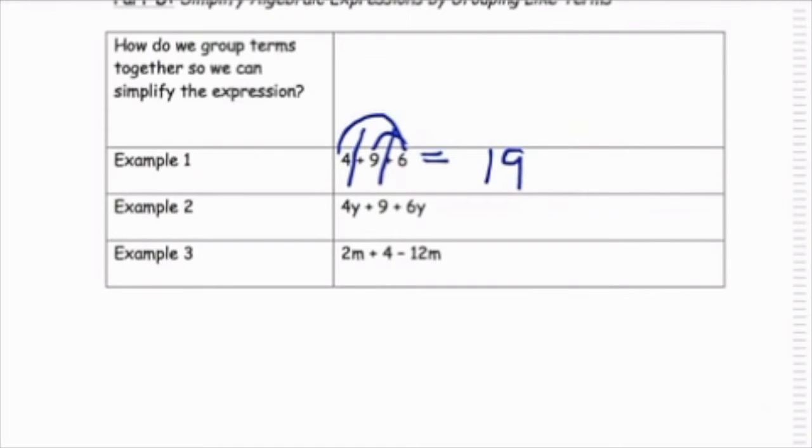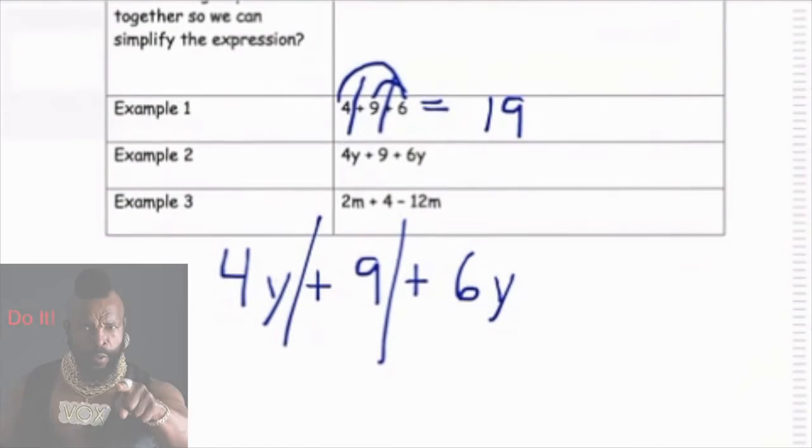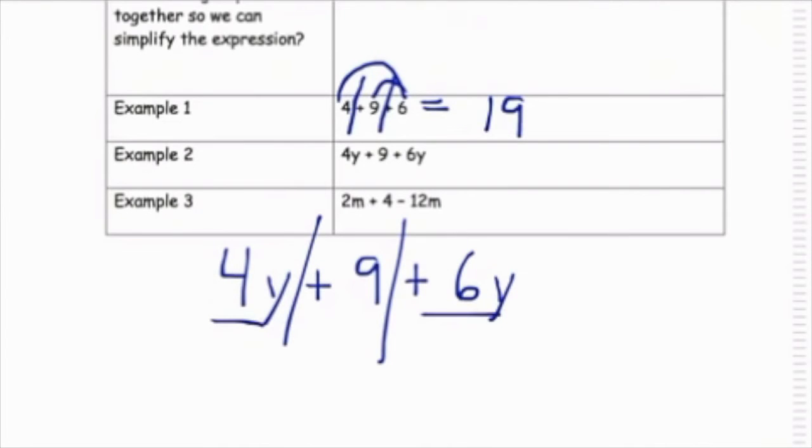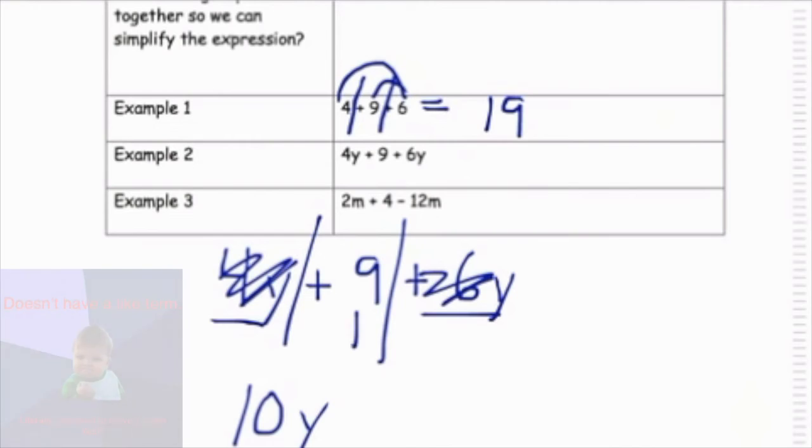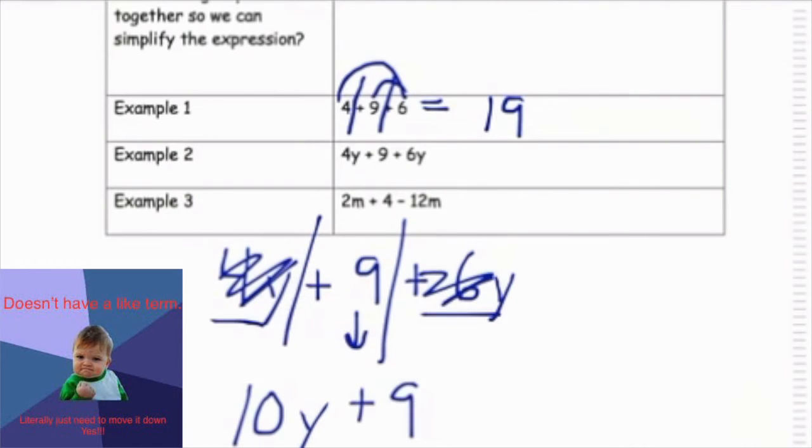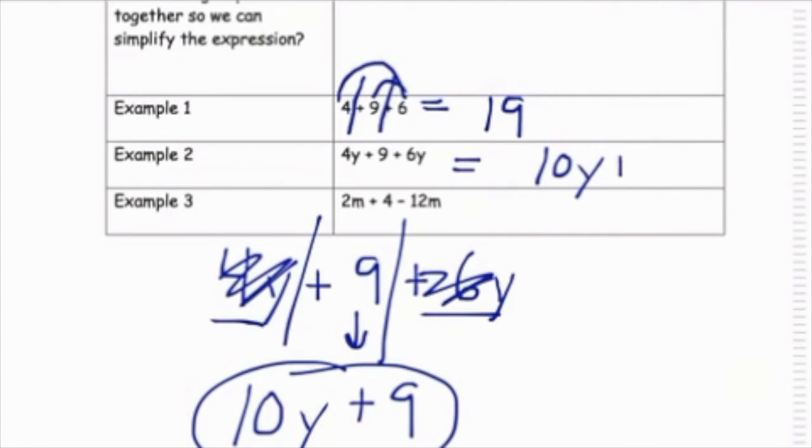Example 2 and 3, a little bit more challenging, right? 4y plus 9 plus 6y. Split up your terms. 4y plus 6y is 10y. Gone, gone. Bring down that positive 9, and you're done. Answer is 10y plus 9.